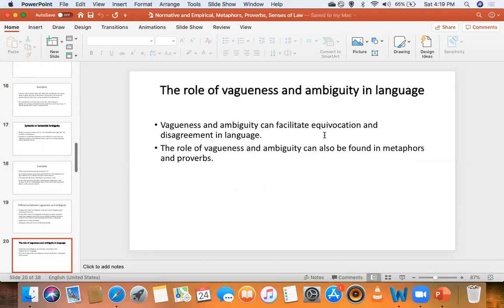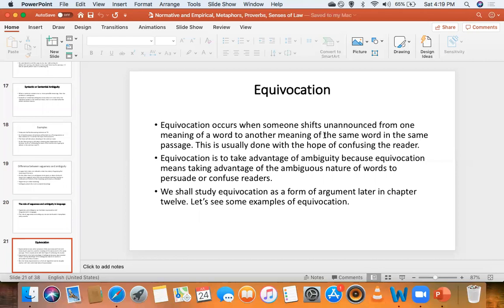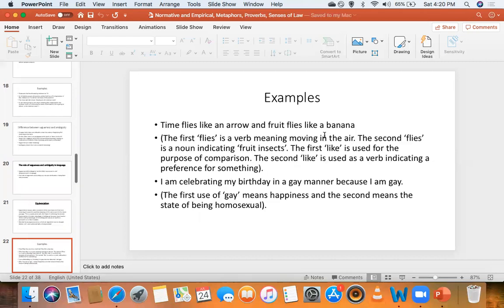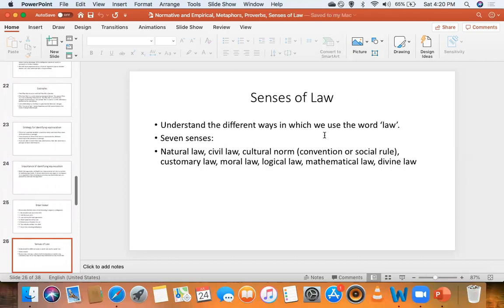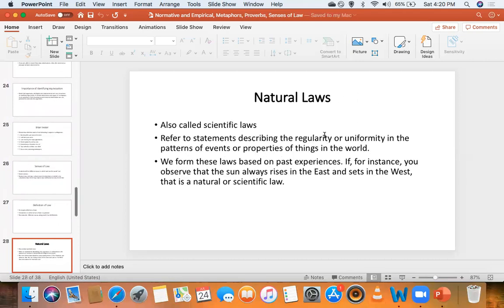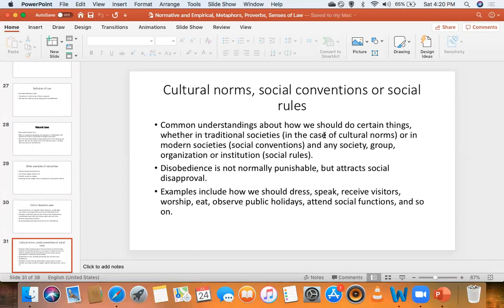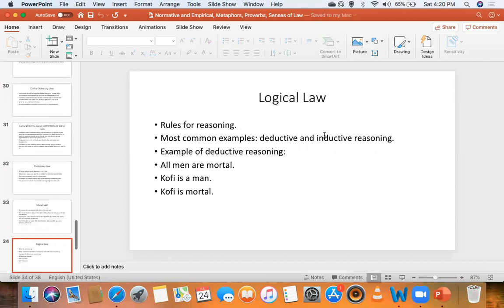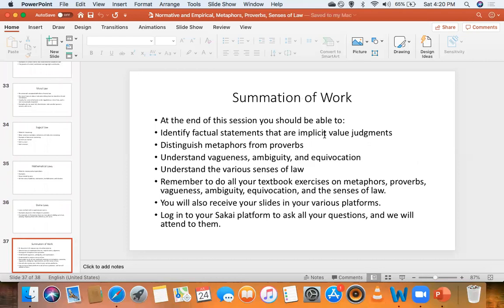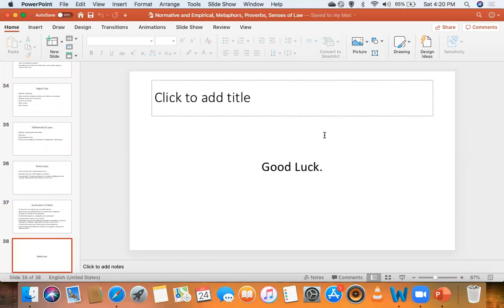Now, so then we saw equivocation, which is to take advantage of ambiguity. Equivocation is to play with two or more senses of a single word in the same context without indicating that you are shifting from one meaning to the other. Then we saw senses of law. We saw natural law, civil law, cultural norm, customary law, moral law, logical law, mathematical and divine laws. And that was the end of that class, and also the end of the first part of the semester, which was to prepare us for the second half.